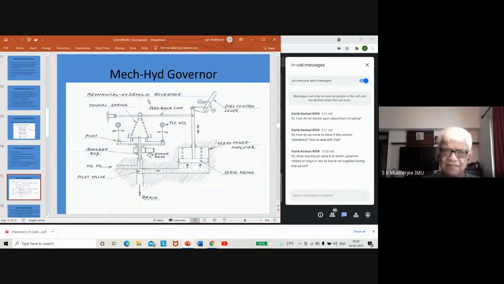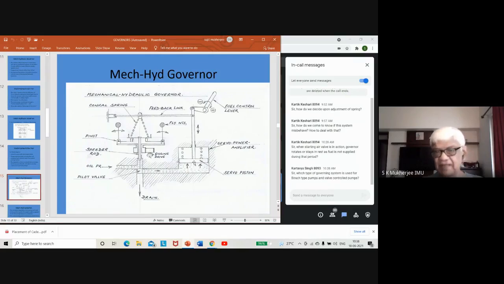Moment it decompresses the spring, what will happen? This speeder rod will come up. Moment it comes up, it will block any further oil going under the piston. So before actual fuel injection, increase in fuel injection takes place, action is being taken on the piston rod to stop moving any further. So this makes it much more quicker in taking action to reduce hunting.